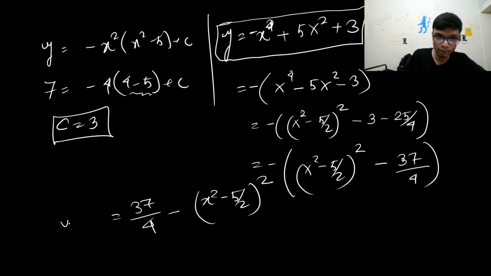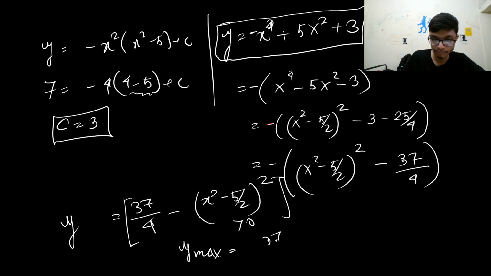So the value of this equation, or the solution of the differential equation, is something as 37 by 4 minus some square value, and we know the square value is always positive. So if we are subtracting some positive quantity from 37 by 4, that will make the maximum value of this particular y as 37 by 4.